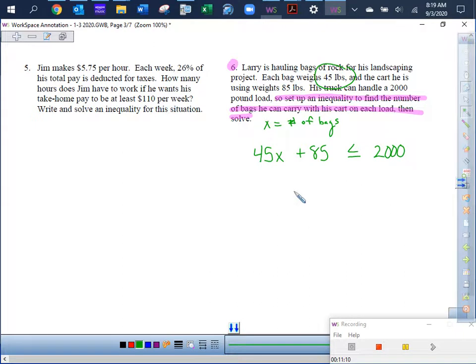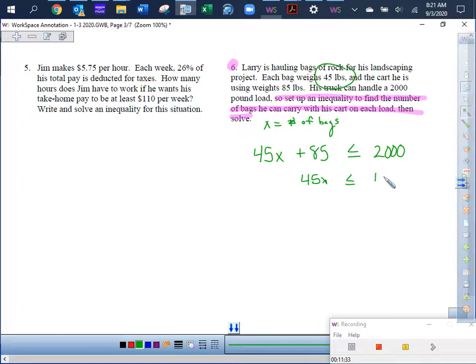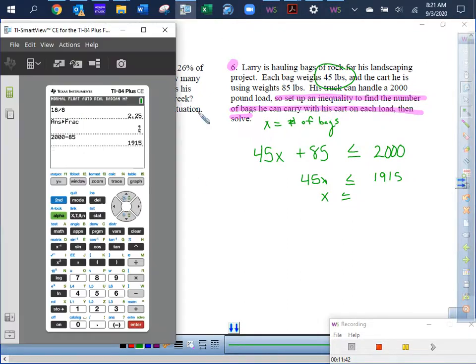So I'll let you solve for x. Subtract 85 from both sides. $2,000 take away 85 is 1915. And then we will divide. Does the symbol switch when I divide by 45? And I get 42.5 repeating.